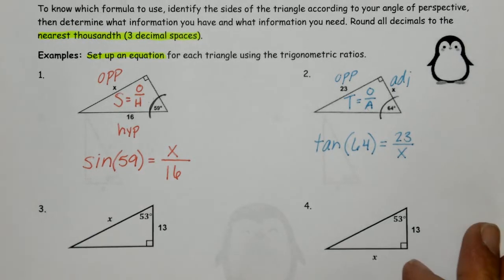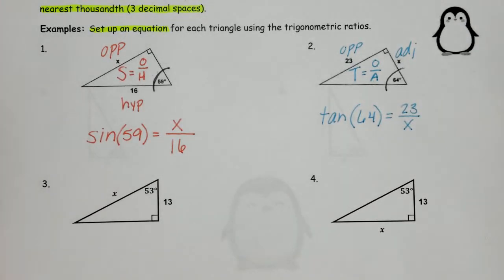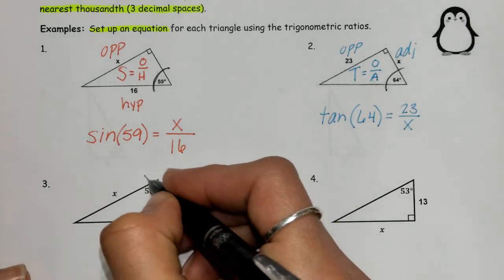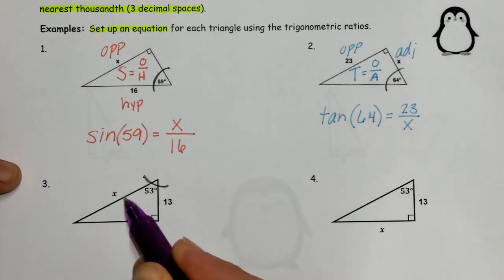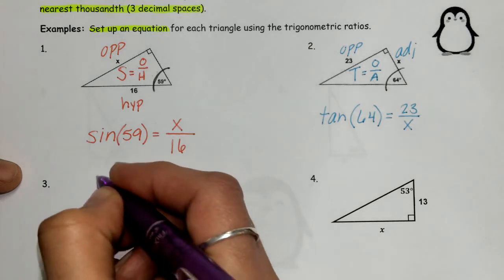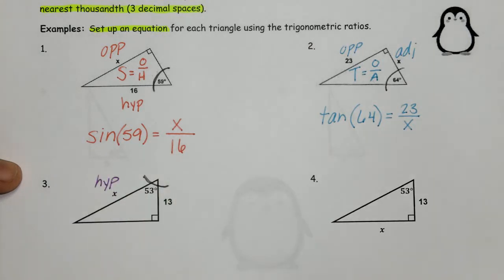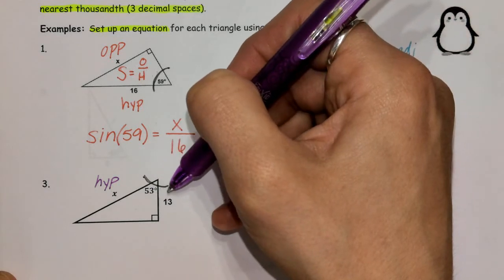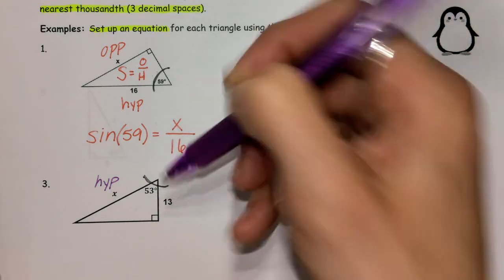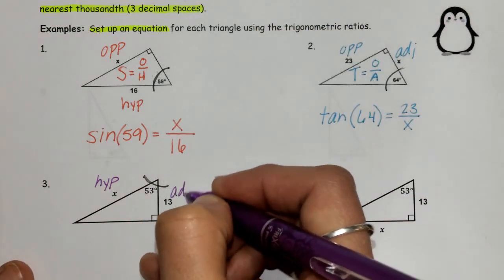Next, number 3. Let's find our reference angle. It's up here at the top. Let's take a look at what sides we have. Across from my 90-degree angle, I've got my hypotenuse. And then do I have my opposite? Nope, but I have my adjacent, the leg that's right next to it. So ADJ for adjacent.